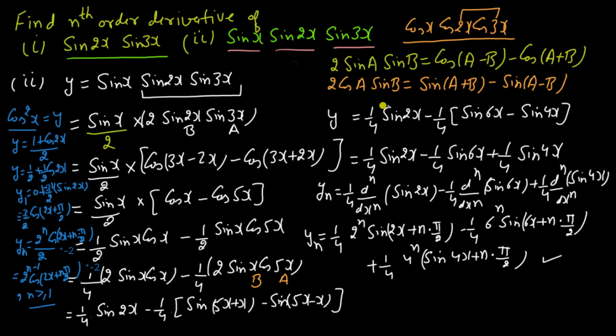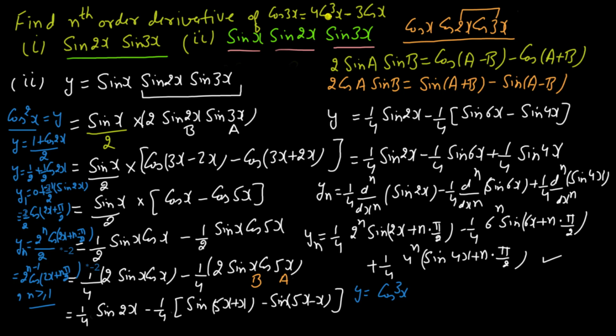Similarly, if you are given to find the nth order derivative of cos cube x, how will you do it? We know the formula for cos 3x, so we will be using it and converting with the help of that. And what is that formula? So I am going to write it over here, the formula for cos 3x. It will be 4 cos cube x minus 3 cos x.